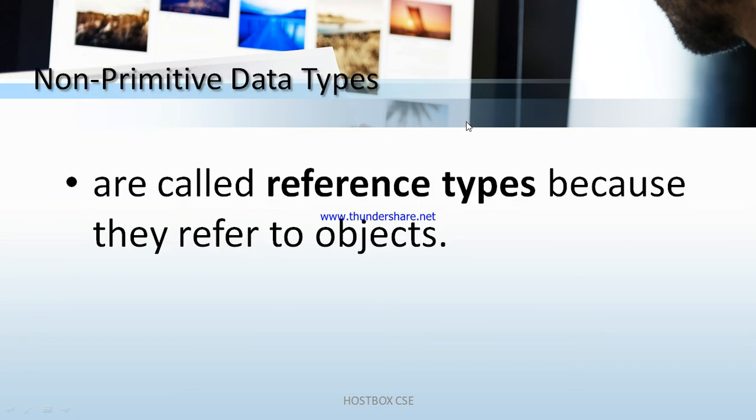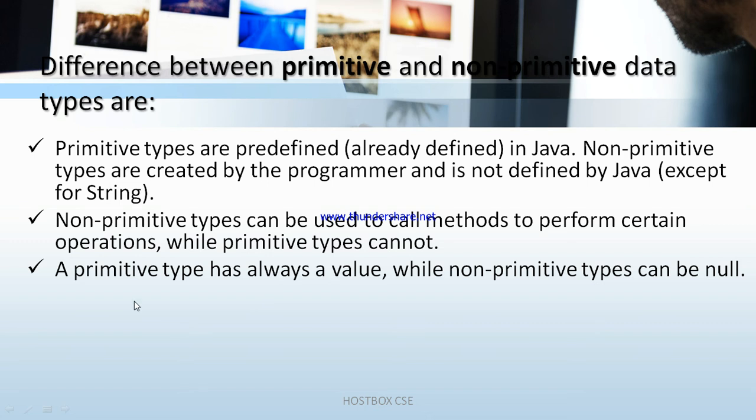Next, non-primitive. These are called reference types because they refer to objects. Now we have to see a very important thing, that is the difference between primitive and non-primitive data types. These are very important, and these points will be useful later as well. We'll see the example now. So see the difference here.